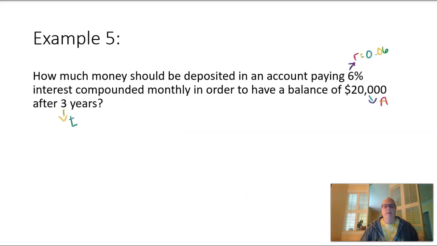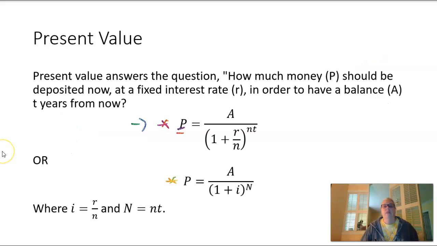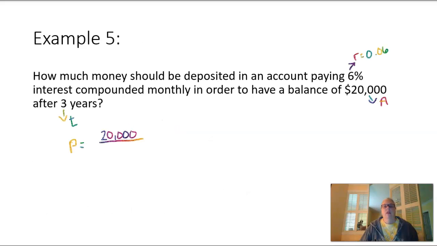Alright, so P is going to equal the amount that we want, which is $20,000, divided by one plus the interest rate over 12. We forgot to do that part right there. This is n, to the power 12 times 3. Okay. And again, this is going to be money, so be sure you round it to 2 decimal places. Alright, let's put this in the calculator.